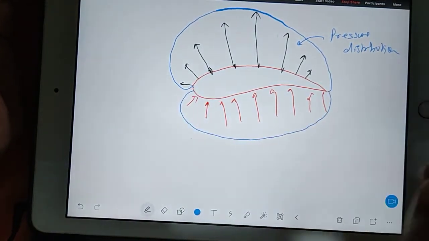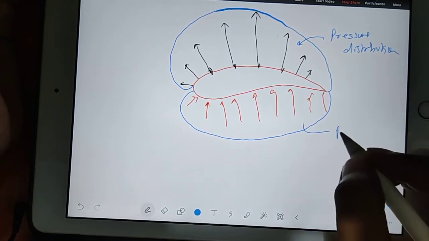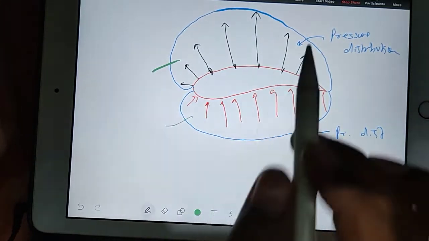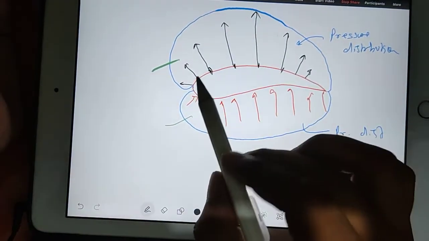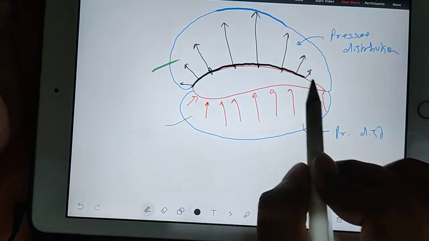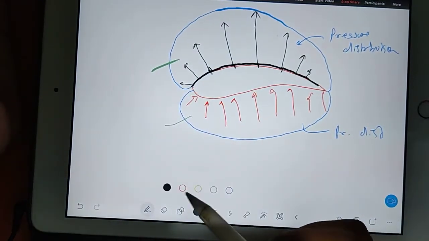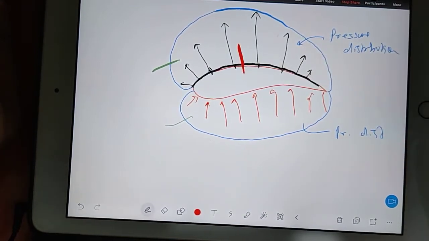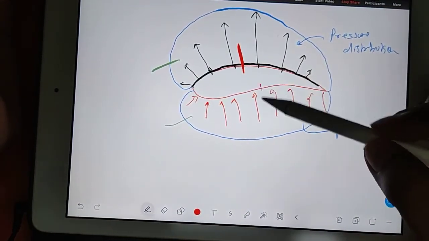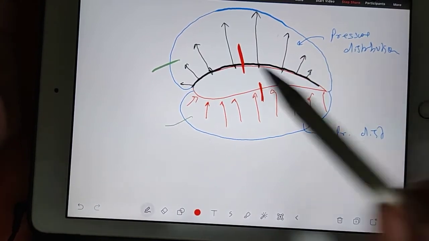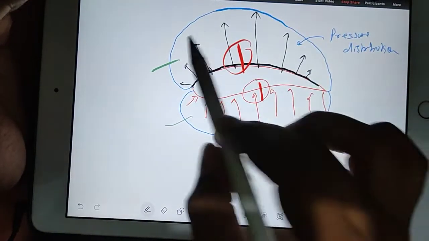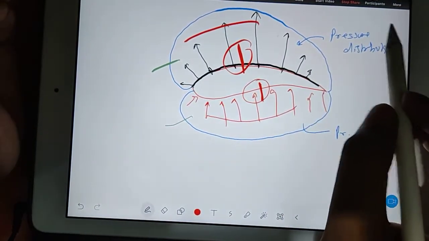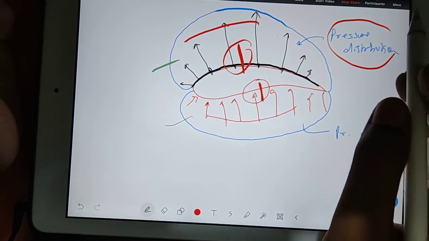So I will draw one envelope here. This envelope again is pressure distribution. This pressure distribution and this pressure distribution are not equal. At the top, you will have one resultant point where all the pressure will be passing. I can consider this as the resultant point. Then at the bottom also, you'll have a resultant point. So finally, the resultant of this and this, the total overall resultant point, will be a particular point, which is because of the pressure distribution.